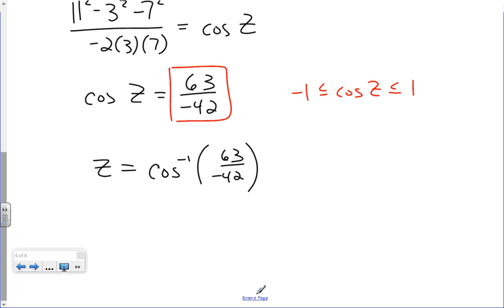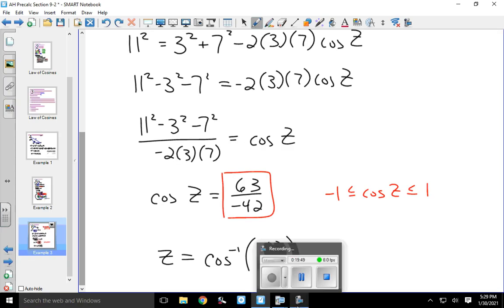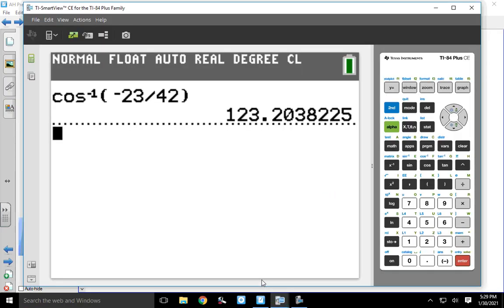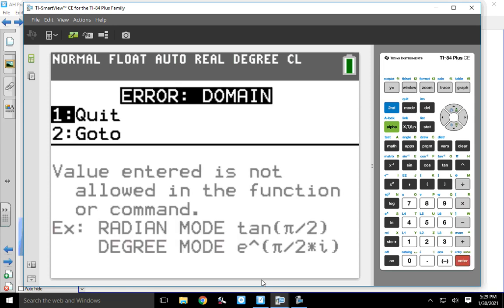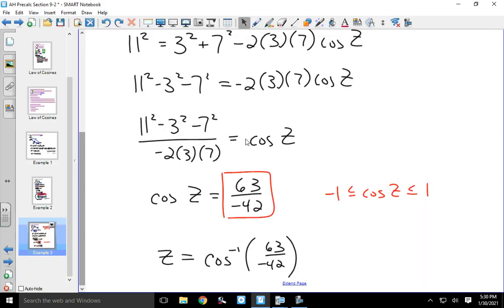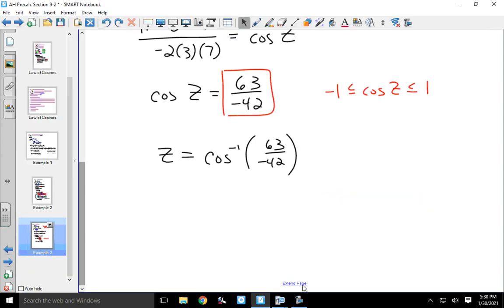But even if you still don't recognize it and you grab your calculator, the calculator is going to let us know that we've got an issue, because it's going to say, wait a minute, you can't take the cosine inverse of a quantity like that. Cosine inverse of 63 divided by negative 42 gives us a domain error. Can't do this, okay? So even if you make it all the way to this point, your calculator is still going to tell you that there's no solution to this.